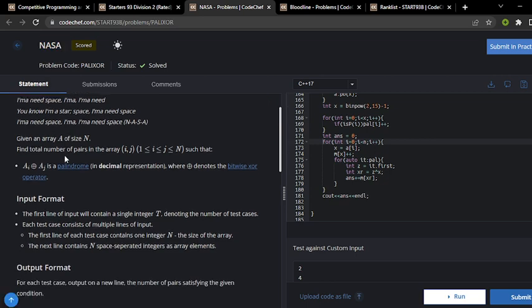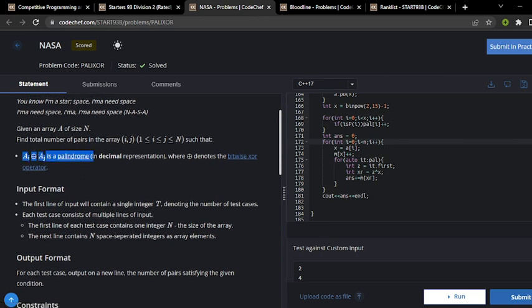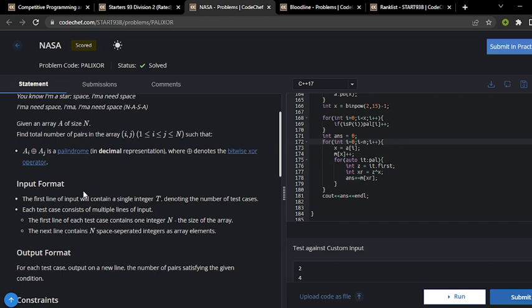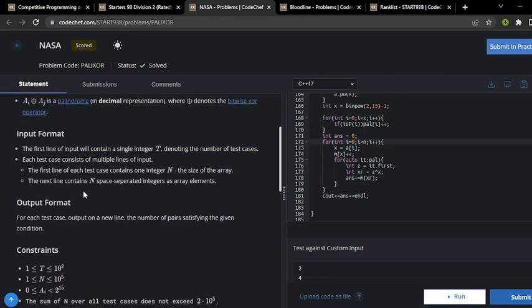The problem statement is that we are given an array A of size n, and we have to find the total number of pairs in the array (i, j) such that A_i OR A_j is a palindrome in decimal representation. Note that OR denotes the bitwise OR operator. So we have to find the number of pairs present in our array such that A_i OR A_j is a palindrome. I hope you have understood what the question says.